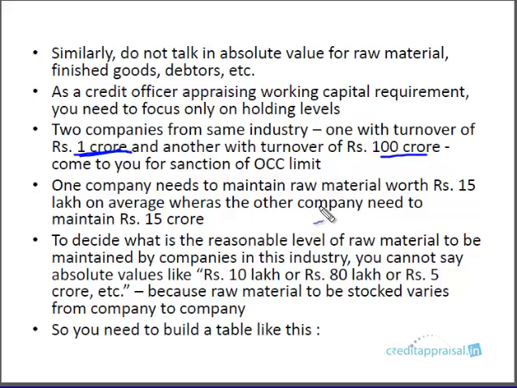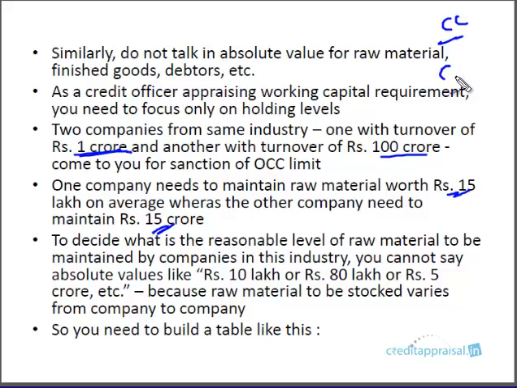Okay. So obviously the amount of raw material stock they need to maintain in the godown varies from company to company, right? So for this small company, maybe 15 lakhs stock of raw material is sufficient, right? For this big company, they require 15 crores of raw material stock for smooth operations. Now, as a processing officer, if you were to decide what is the reasonable level of raw material stock, because ultimately you are sanctioning the CC limit.